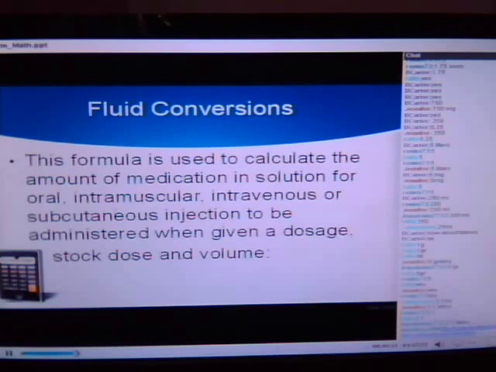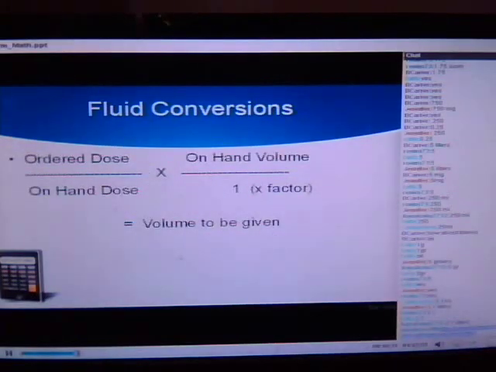I'm going to get my little piece of paper and my little pencil and do it with you. So this formula is used to calculate the amount of medication in a solution for oral, intramuscular, intravenous, or subcutaneous injection to be administered when given a dose, that's what you're supposed to give the patient, a stock dose, that means what you have on hand, and volume. This is what I want you to write down.